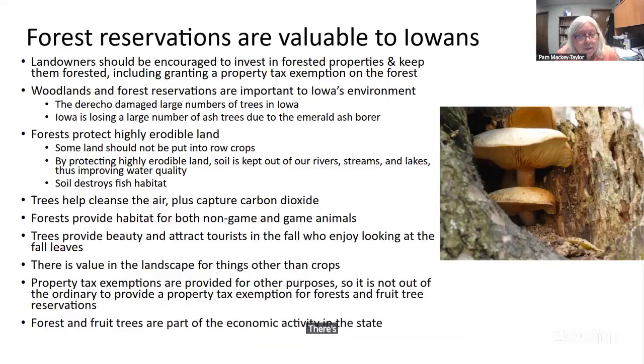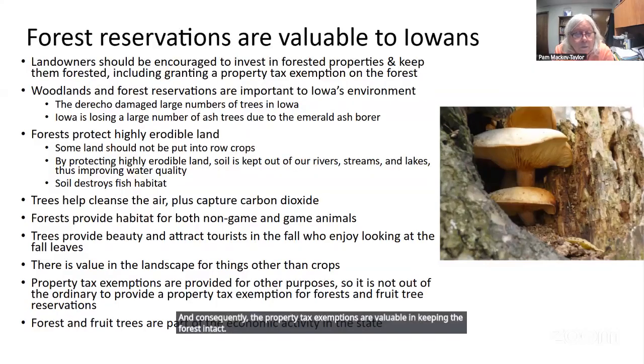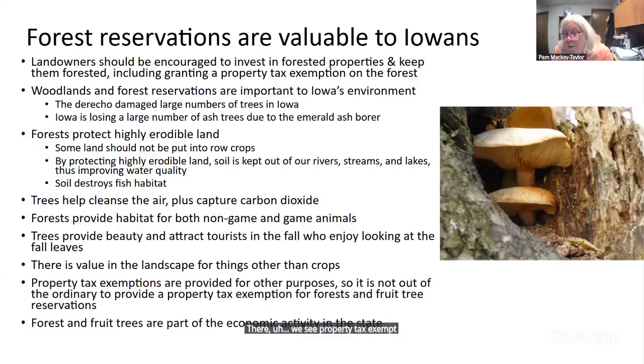There's value in landscape for things other than crops, and consequently, the property tax exemptions are valuable in keeping the forests intact. We see property tax exemptions for other purposes, so it's not out of the ordinary to provide a property tax exemption for forest and fruit tree reservations. And themselves, forest and fruit trees are an economic activity in this state. And so there is a value to having forest and fruit trees.